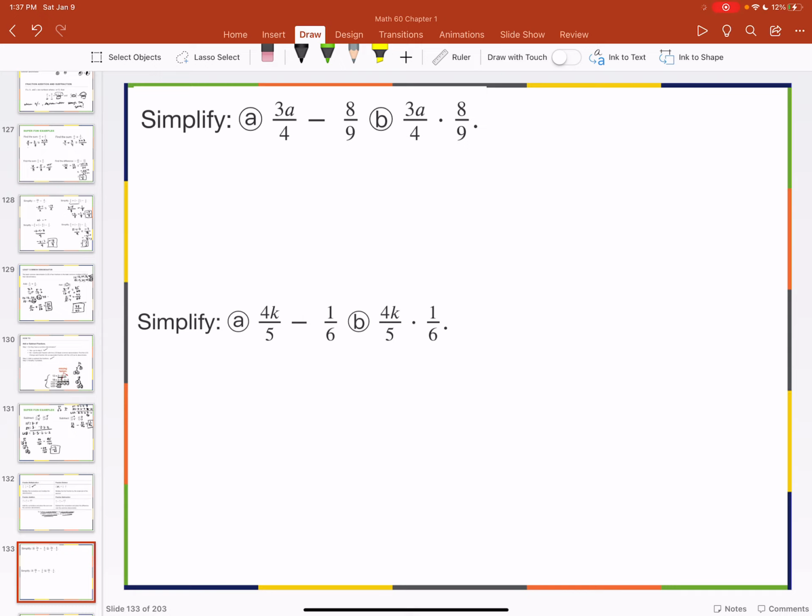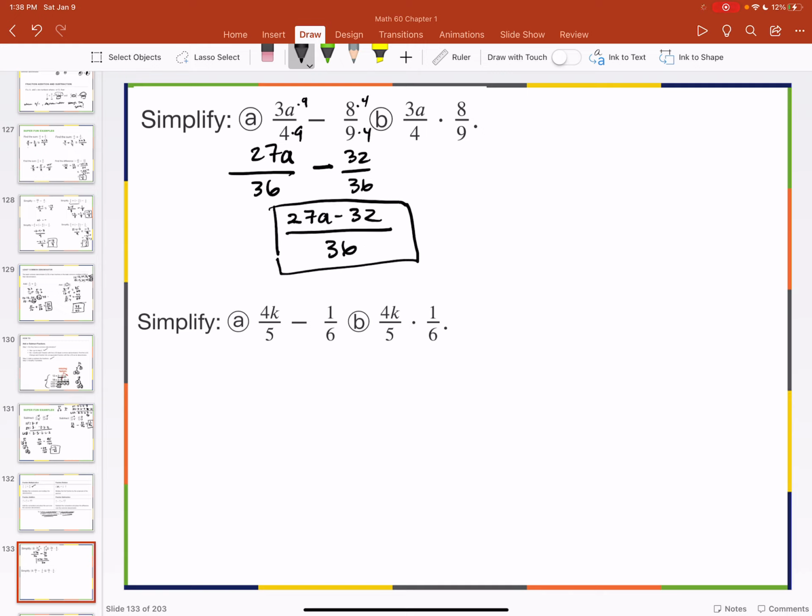In this case, what's the LCD? The LCD is 36. So this is times 9 over 9, and this would be times 4 over 4. So here we would write 36, 3a times 9 is 27a, and then here, 8 times 4 is 32 over 36. So we subtract across the top: 27a minus 32 all over 36. We cannot combine the top, so we leave it as is.